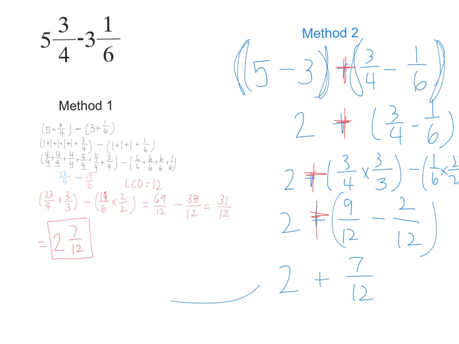Is that the same answer? Okay. So again, there's two different methods for solving these problems. You can choose which method makes the most sense to you.